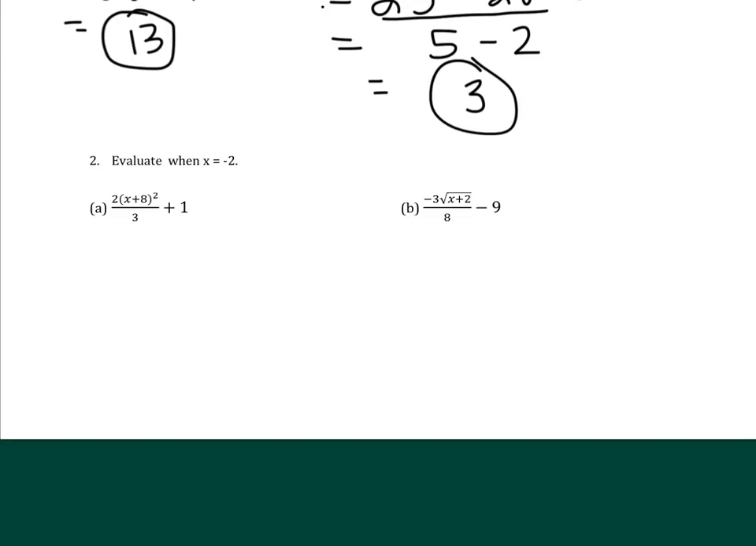Here we want to evaluate when x equals negative 2. So again, wherever we see an x, we're going to replace it with negative 2. So we get 2 times negative 2 plus 8. We're going to square that. We're going to divide that entire numerator by 3, and then we have a plus 1 hanging off the end.